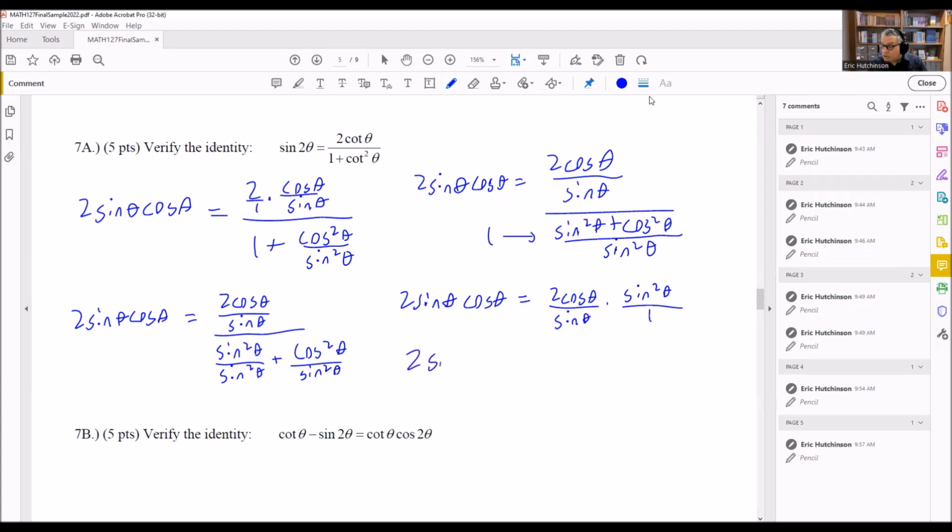Now we just need to do a little cleanup on this and we'll have our result. So for this, one of the sines will cancel with one of them up here. So we get 2 cosine theta sine theta. Those are equal to each other. The multiplication order doesn't matter here. They are both the same. So we just verified that identity.